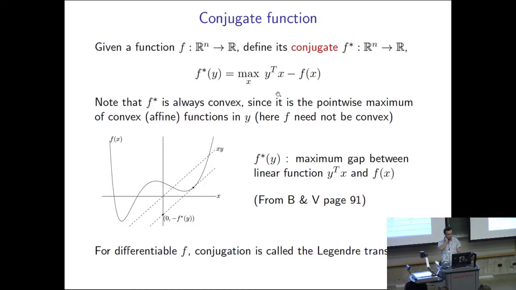So that's true regardless of what f was. F could have been non-convex, and you're still going to get out a conjugate that's convex. That's why sometimes we call this the convex conjugate, just to emphasize that it's always convex.